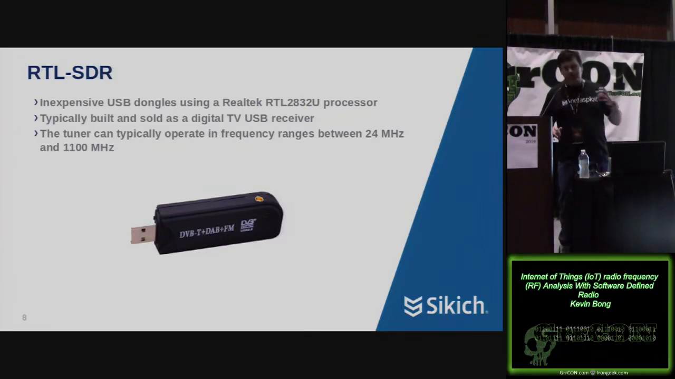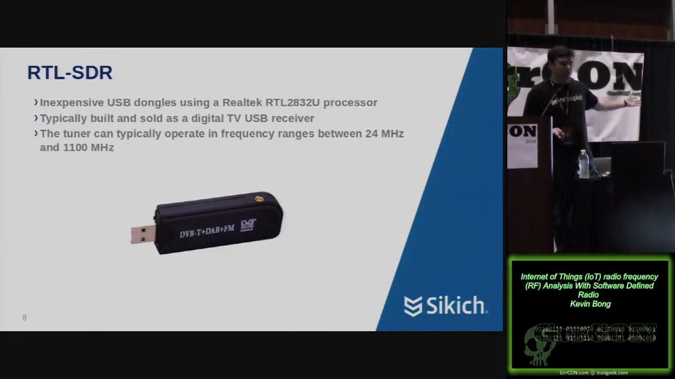Different models, different people building them, different designs have different ranges in frequency, but typically you're looking somewhere between 24 megahertz and 1100 megahertz. So if you're thinking about your Wi-Fi, which is 2.4 gigahertz, that's 2400 megahertz. That's going to be outside this. Or an RFID that's 125 kilohertz or 13 megahertz, that's going to be outside of this. But a lot of the other stuff, like we'll talk about pager traffic, we'll talk about standard radio stations, fall within this range. So it works for a lot of different things.